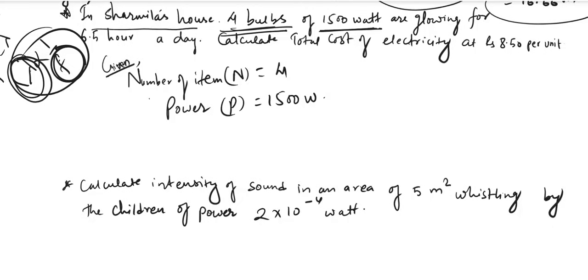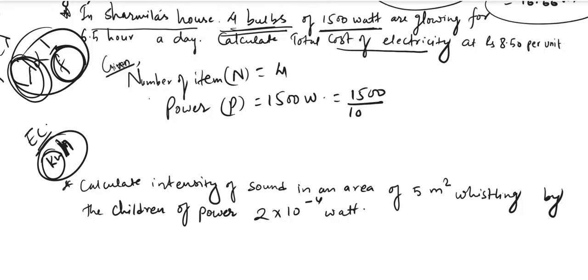For finding the cost of electricity, we need to find electricity consumption. The unit of electricity consumption is kilowatt hour. That's why we have to change it into kilowatt. Now 1500 divided by 1000 will change it into kilowatt. It is 1.5 kilowatt.